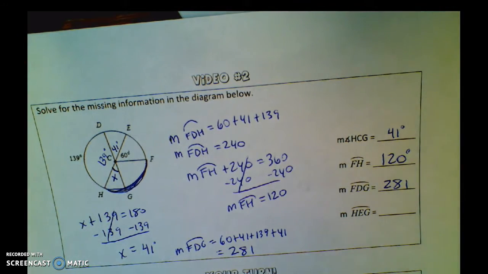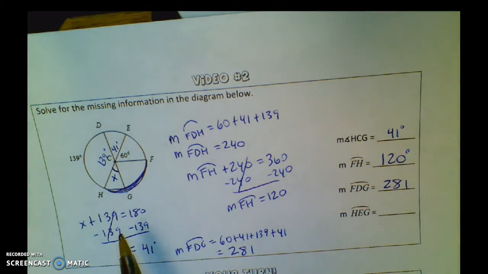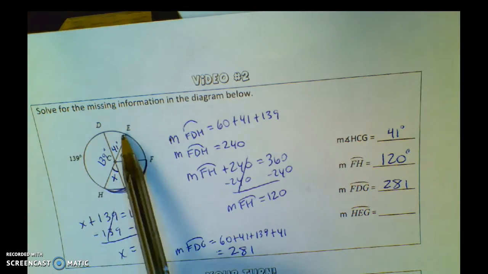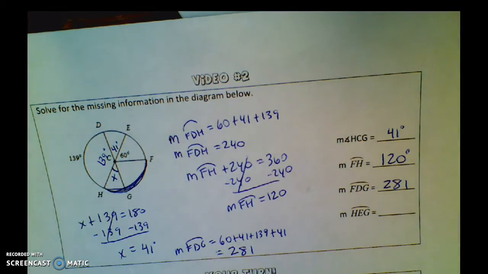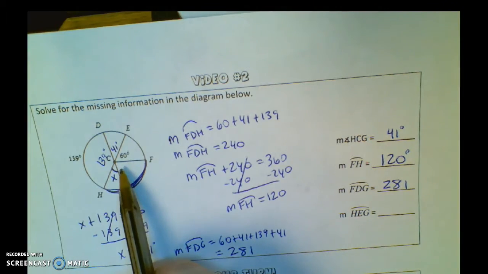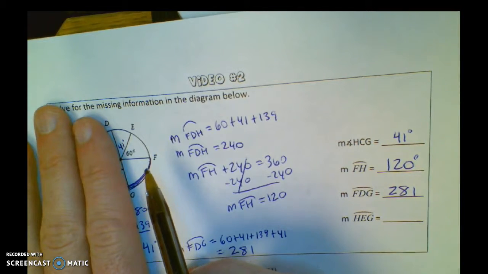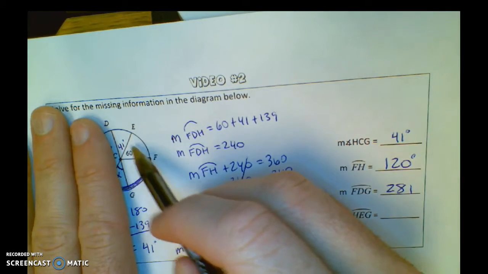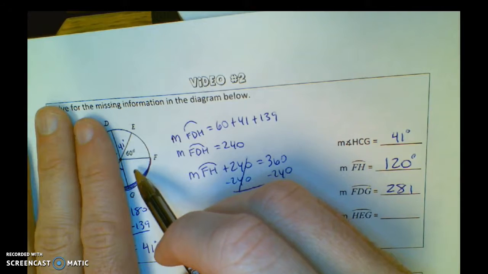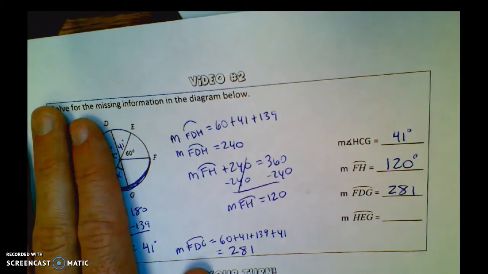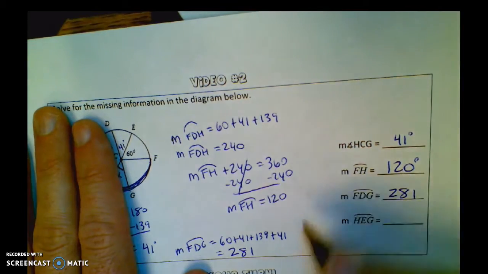Okay, and then the last one asks us to find the measurement of arc HEG. So for this one, I am going to have to find the measure of this angle right here. So again, if you look at this diagram, I'm going to cover it up because I like seeing it in half circles. I know that these three angles here should add up to equal 180. So I can find the measure of this angle by adding these two together and subtracting from 180. That's why we spent so much time first semester with supplementary angles.